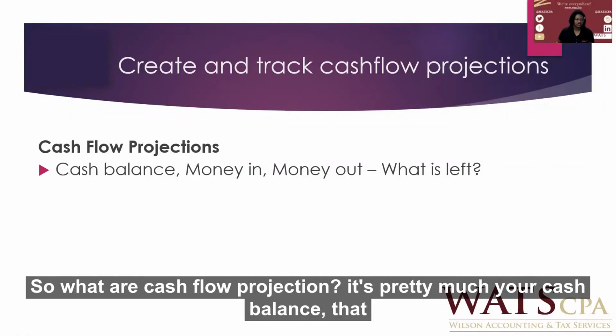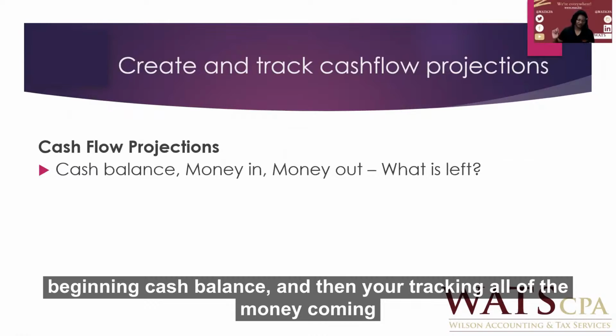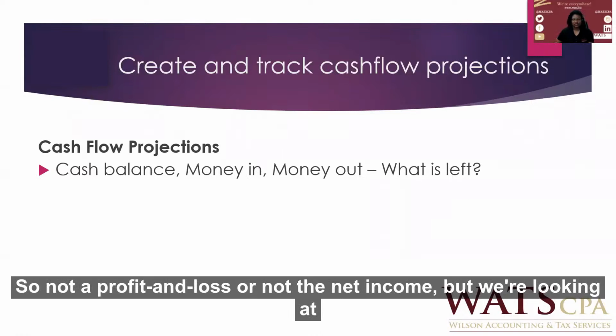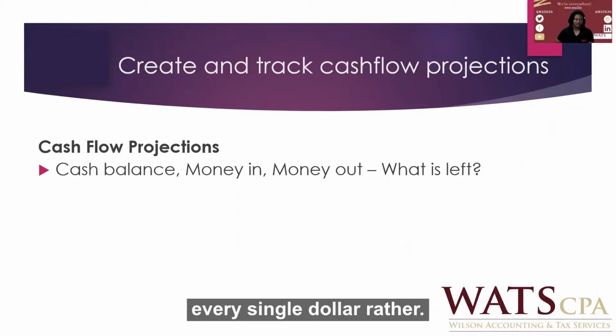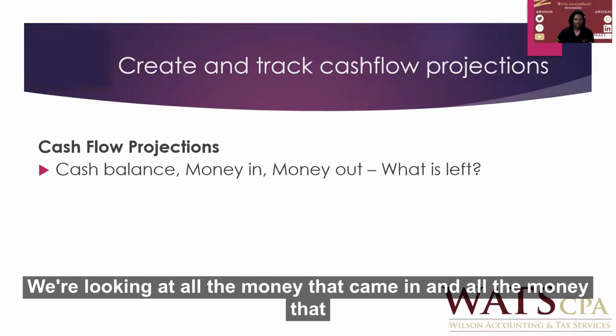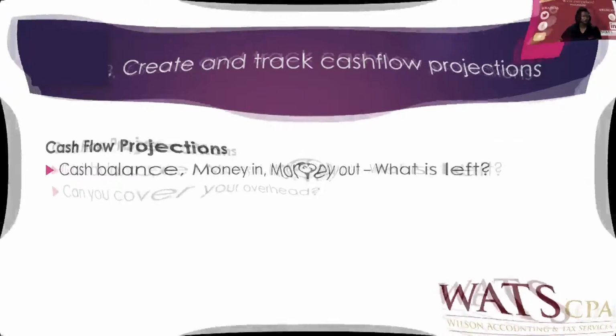It's pretty much your cash balance, that beginning cash balance, and then you're tracking all of the money coming into the business and all of the money going out of the business. It's what's left. So not a profit and loss or the net income, but we're looking at every single dollar, whether it's a balance sheet item or a profit and loss item. We're looking at all the money that came in and all the money that went out.